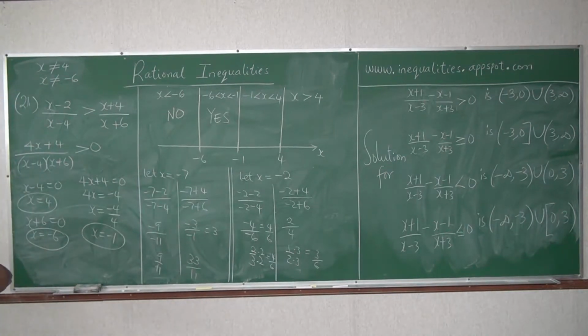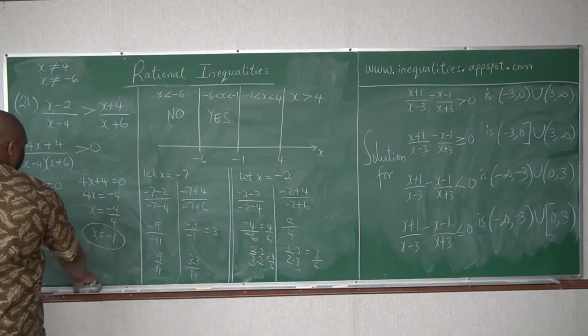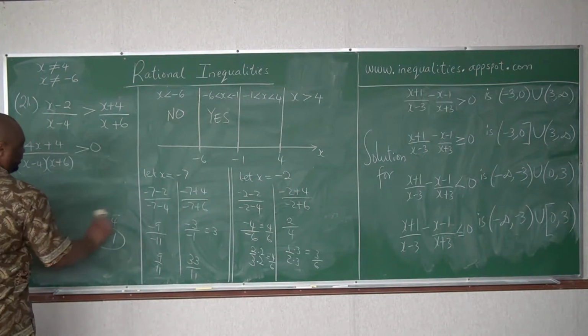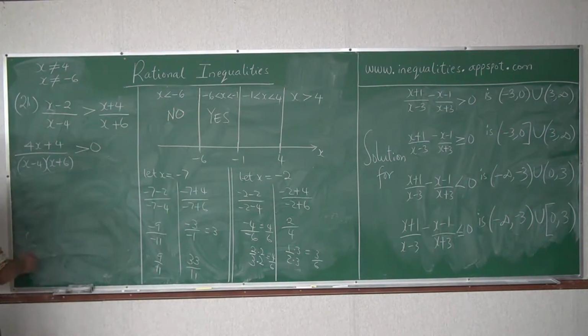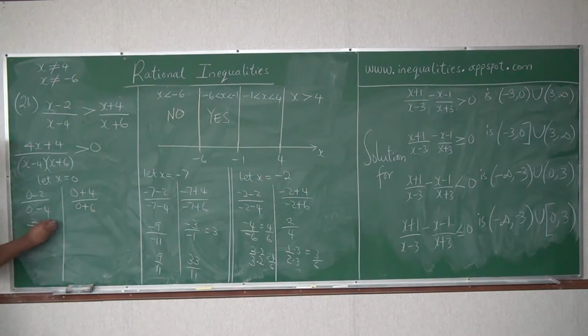Then we test the next one. The easiest thing to pick is 0. Let x be 0. So we have on the left hand side 0 minus 2 over 0 minus 4, right hand side 0 plus 4 over 0 plus 6. So we have 2 over 4, which is 1 over 2.